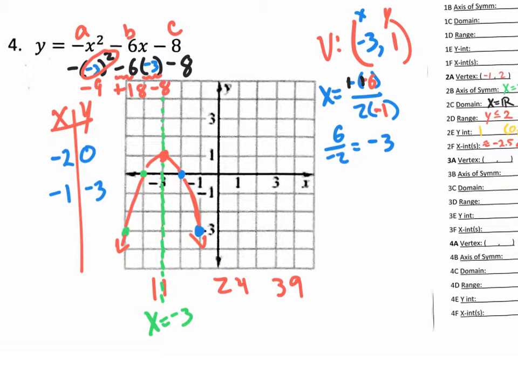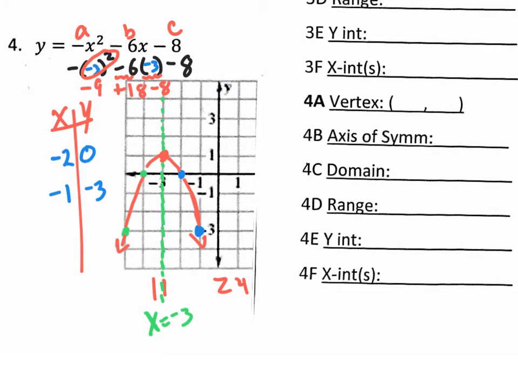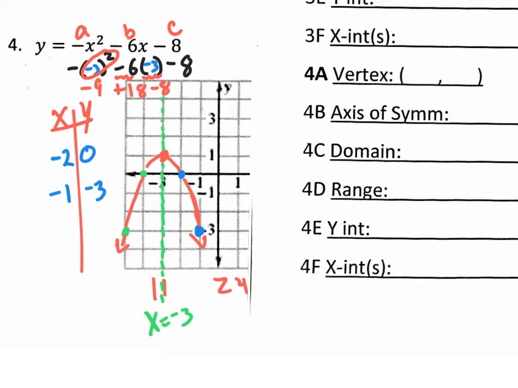And then we answer all the extra details about question number 4. All right, so the vertex on question 4 is negative 3, positive 1. The axis of symmetry, that vertical line, is what? X equals negative 3. The domain always on any parabola is x equals all real numbers. The range is always y, and it's either going to be greater than or equal to or less than or equal to the y value of your vertex.